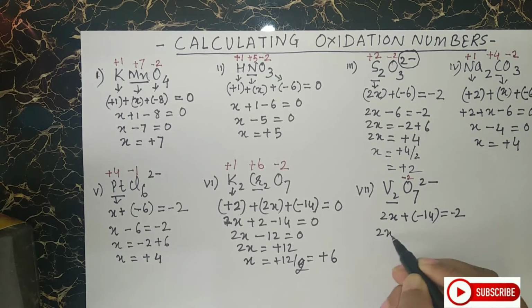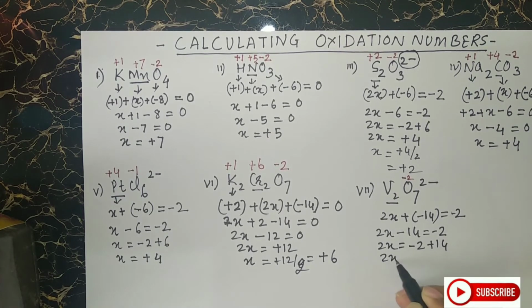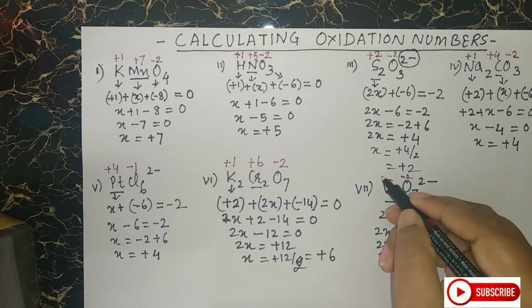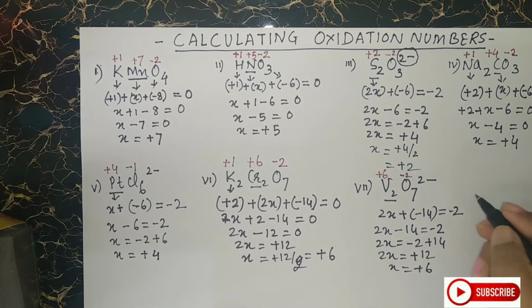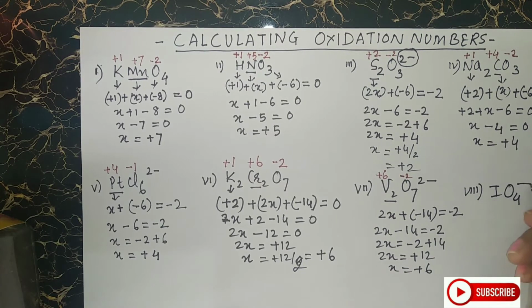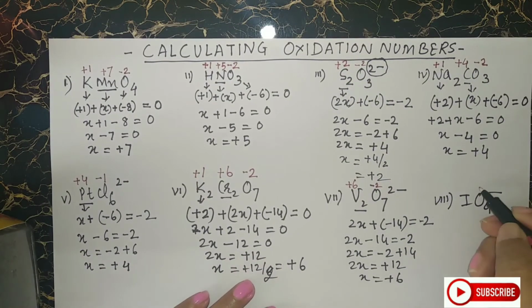So let us calculate. 2x minus 14 is equal to minus 2. 2x is equal to minus 2 plus 14. 2x is equal to plus 12. So x is plus 6, that is 12 by 2. So the oxidation state of vanadium here is plus 6. Next molecule you can have is IO4 minus. Again oxygen here is minus 2 and iodine I have to calculate.